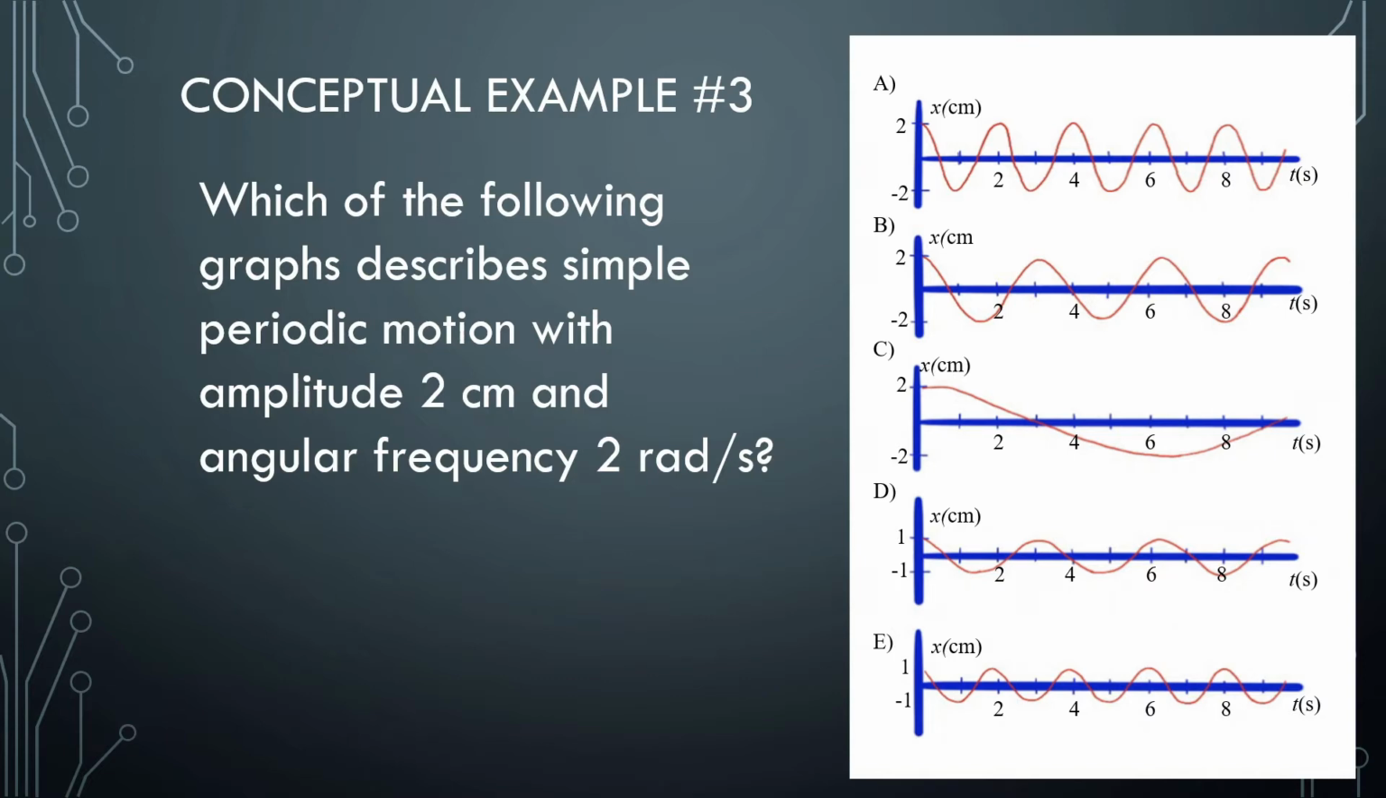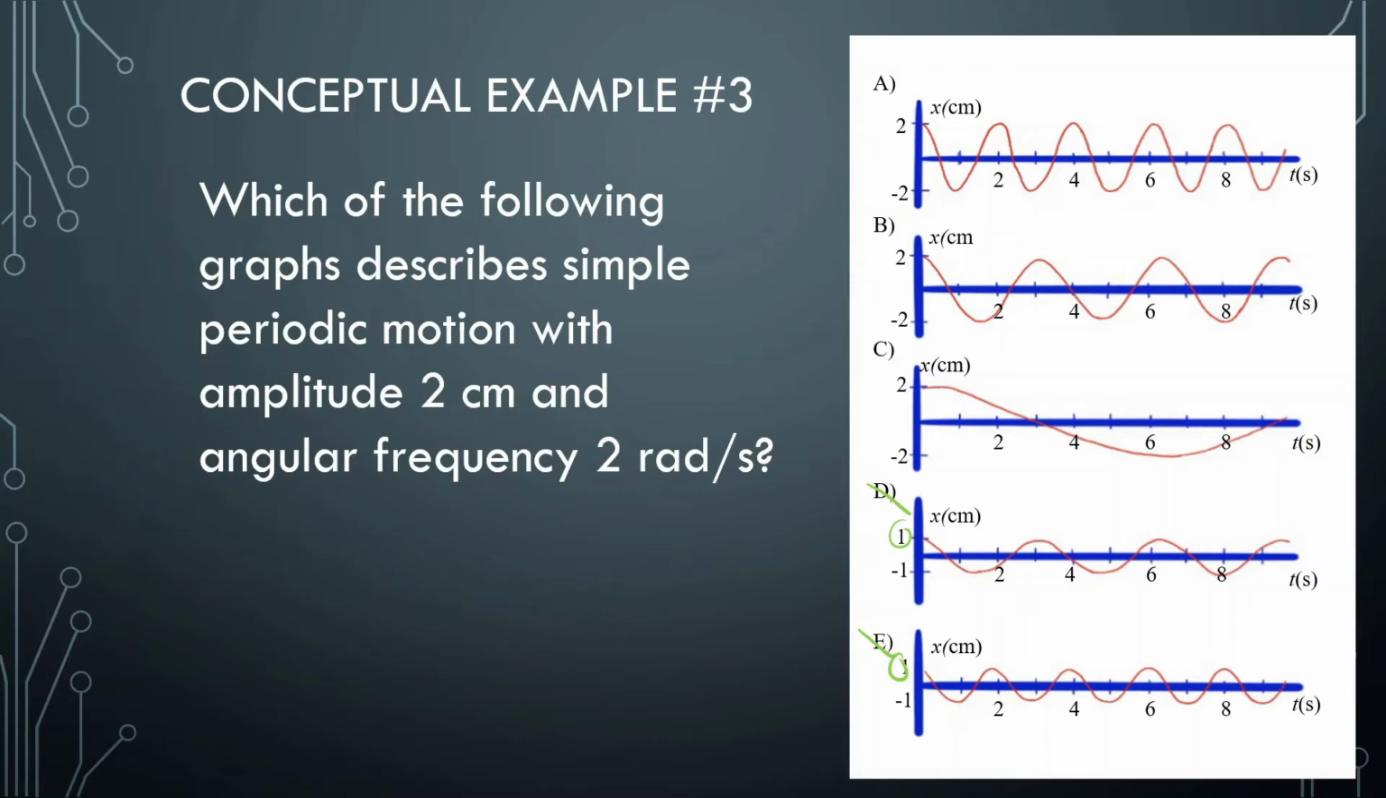Okay, moving on. Which of the following graphs describes simple periodic motion with amplitude 2 centimeters and angular frequency 2 radians per second? Okay, looking at this right away, we can get rid of D and E, because we can see the amplitude for both D and E is actually 1 centimeter, and A, B, and C are all 2 centimeters.